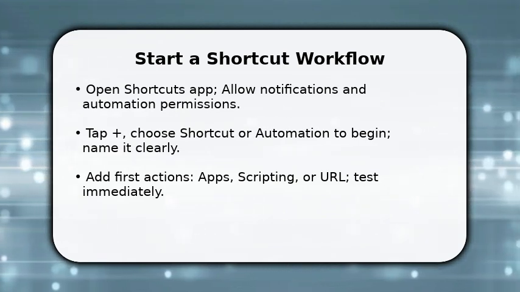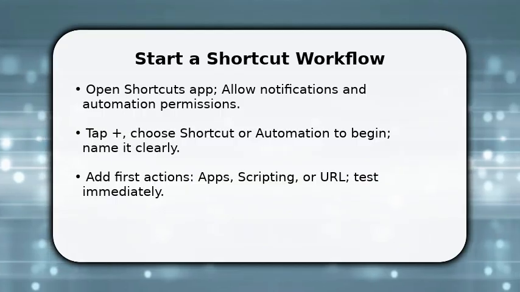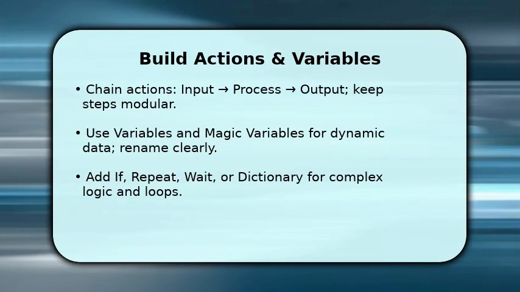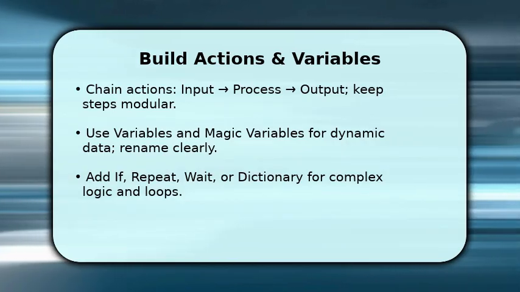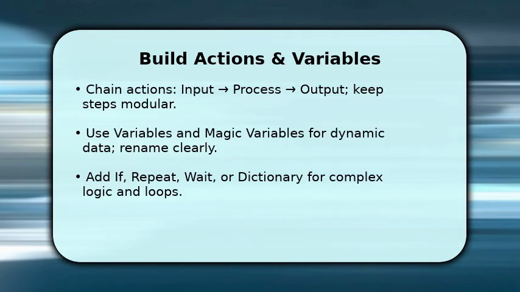Now build the middle of the workflow by chaining actions logically. Input, process, then output. Use variables and magic variables to capture results from prior actions. Rename them so the flow stays readable. When you need branching, insert if blocks for conditions, repeat for loops, and dictionaries for grouped data. Use ask for input when the shortcut needs user-supplied values. Periodically tap play to run the shortcut and observe values.